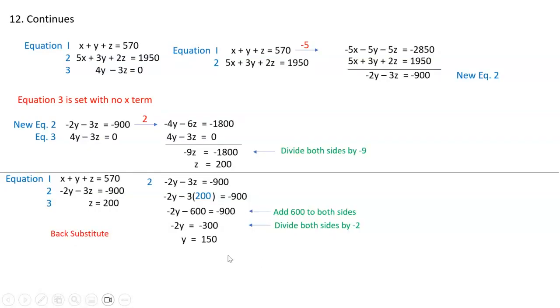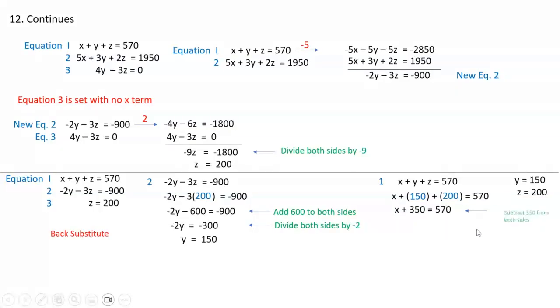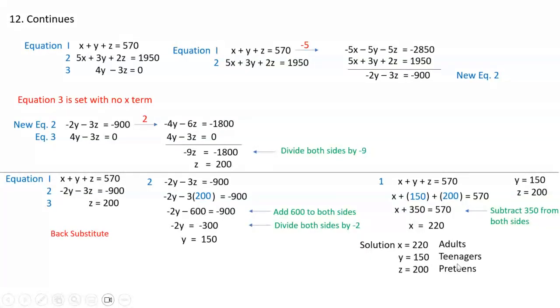So I got the values for z and I got the values for y. Now I'm going to go to equation number 1 and plug in 150 for y and 200 for z. I subtract 350 from both sides and divide, so we have x = 220. So the answer was 220, 150, and 200. These are the adults, teenagers, and preteens, the people who attended the concert: 220 adults, 150 teenagers, and 200 preteens.